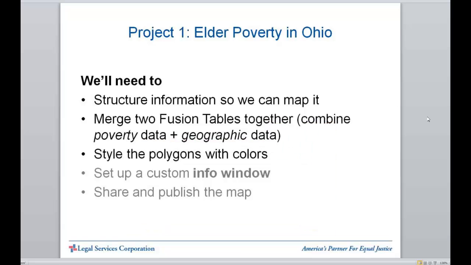So the steps we're going to take are, as always, we're going to structure the information so that we can map it. We're going to merge the two fusion tables together, the one with the poverty data and the one with the geographic data. And then we're going to style the polygons with colors. We're not going to go through in detail the last two bullets, but you would also want to set up your info window and customize it, and then you'd need to share and publish the map.